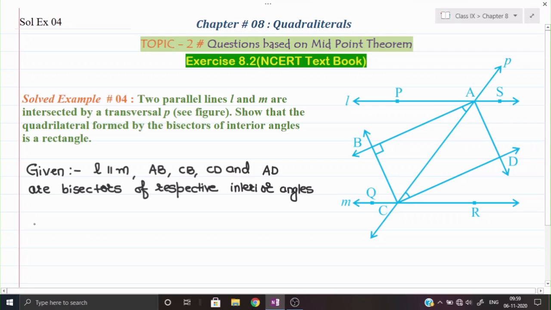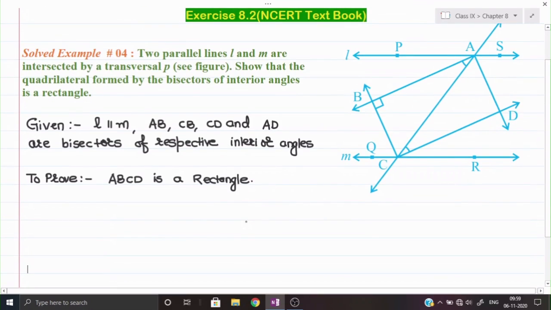Now what do we need to prove here? We need to show that ABCD is a rectangle. So here we shall write down, to prove: ABCD is a rectangle. As I told you, to prove it is a rectangle, we need to show that all its angles are equal to 90 degrees. Okay, so let us see the proof of the question.